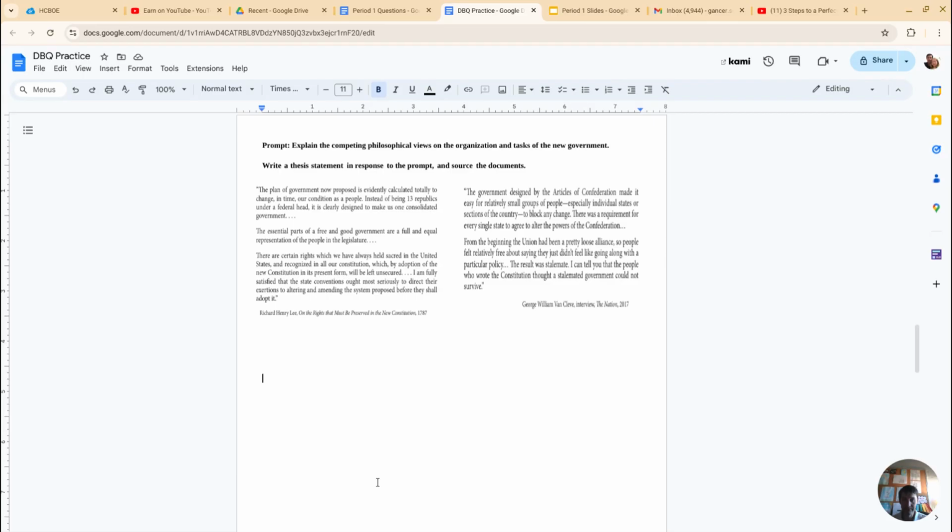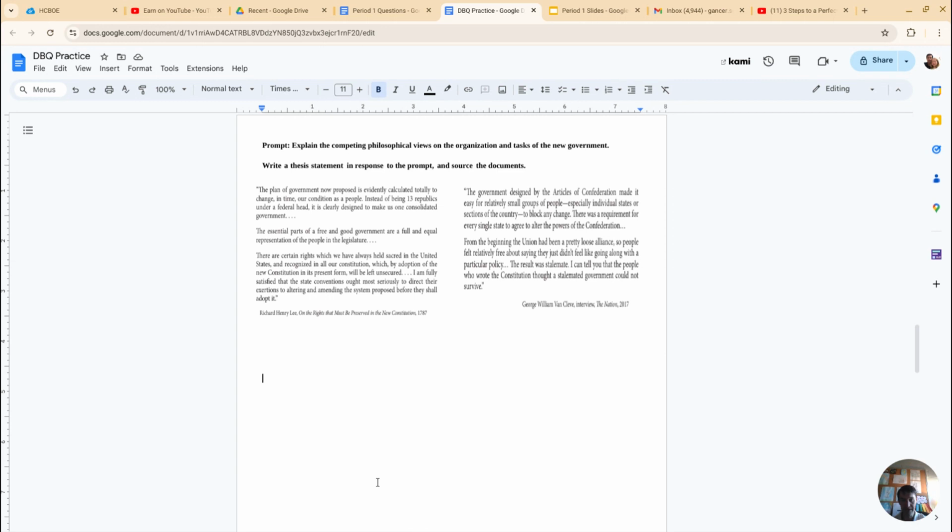Richard Henry Lee is addressing his concerns about the newly created Constitution and how it doesn't adequately address the rights of citizens and states. Richard Henry Lee, like a lot of people from Virginia, were a lot of anti-federalists, were skeptical of the new Constitution because it didn't have a specific Bill of Rights. This, of course, would be an example.